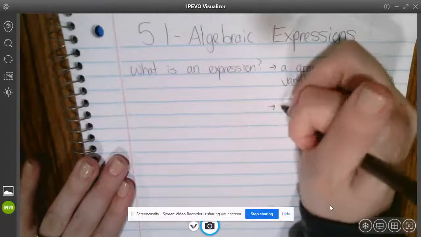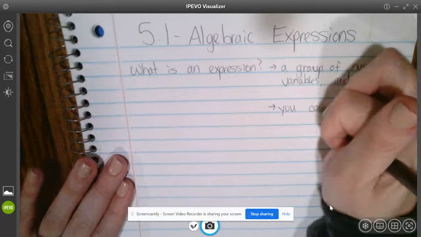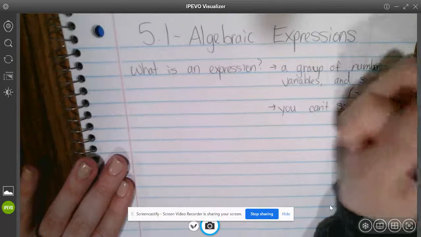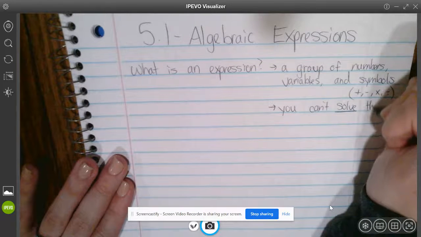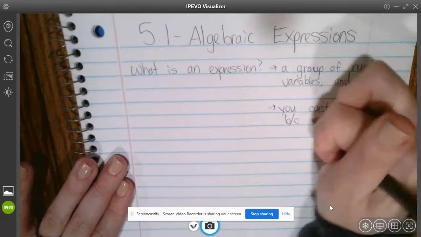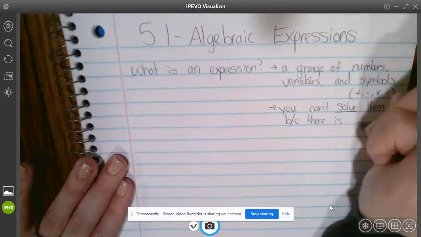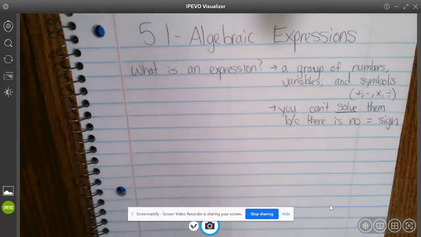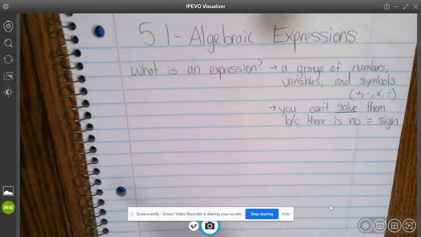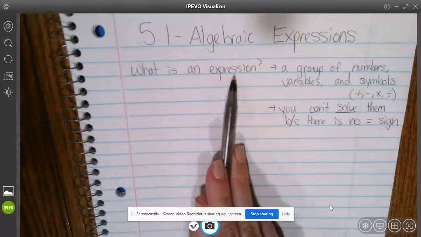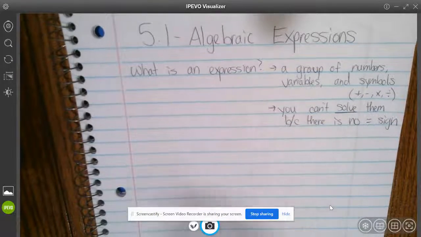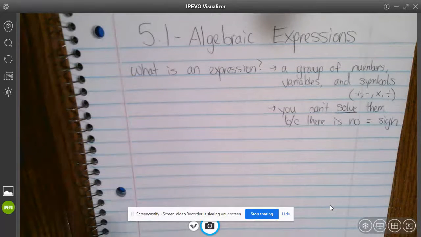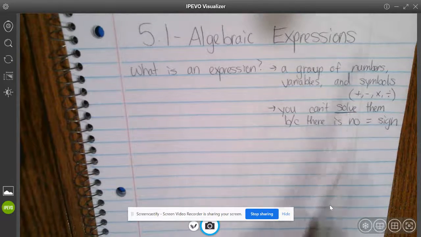Another note I want to make about this is you can't solve them because there is no equal sign. It's one of my big pet peeves with math wording. Whenever people say, well, to solve this, it's an expression. There is no equal sign, therefore you can't solve anything. So you'll see words like evaluate, simplify, combine this chapter, and that's kind of what it's saying because you actually can't solve these.